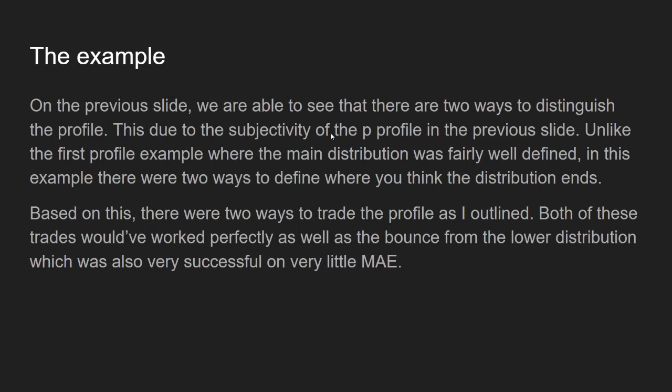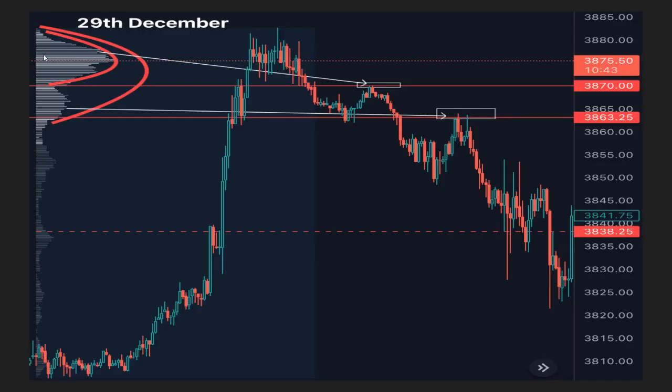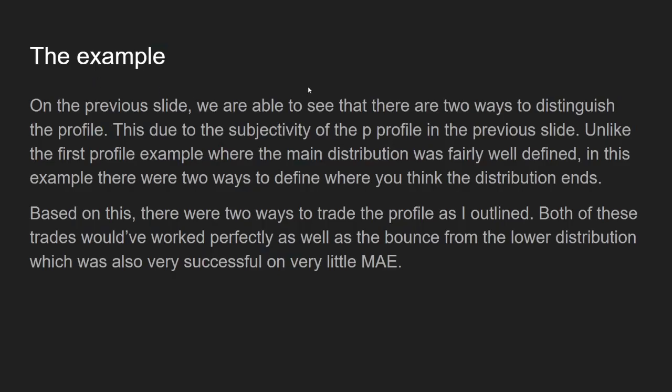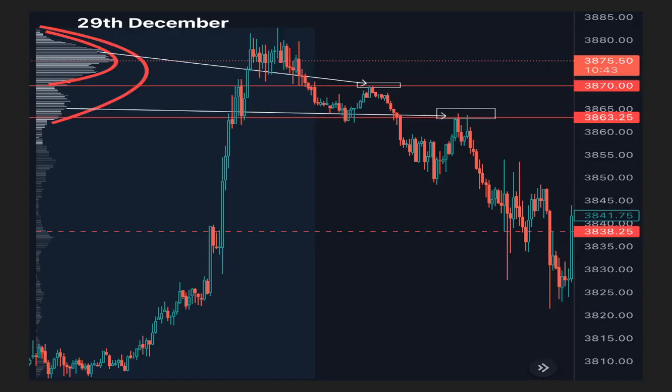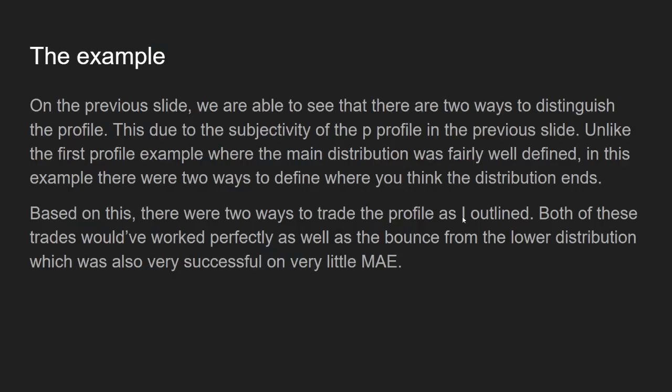So this is due to the subjectivity of the P-shaped profile in the previous slide, due to the distributions. Unlike the first profile example, where the main distribution was fairly well defined, in this example, there were 2 ways to define where you think the distribution ends. Based on this, there were 2 ways to trade the profile as I outlined just now. Both of these trades would have worked perfectly, as well as the bounce from the lower distribution, of which there were quite a few. Both of these were very successful on very little MAE.